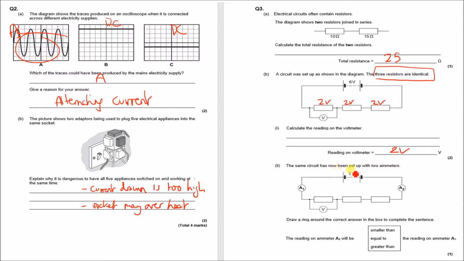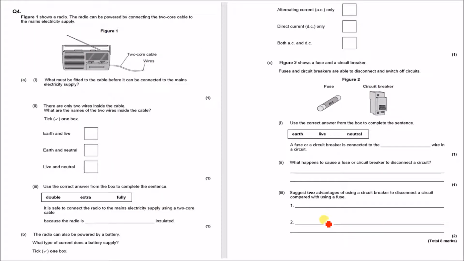The same circuit has now been set up with 2 ammeters. Remember, in a series circuit, the ammeter reading will be the same everywhere on the circuit, no matter where I placed it. So the ammeter A2 will be equal to the one on A1.